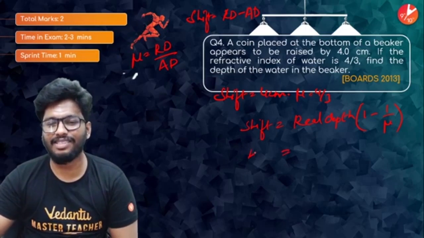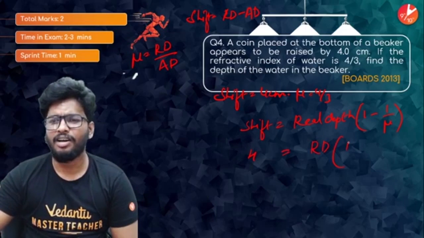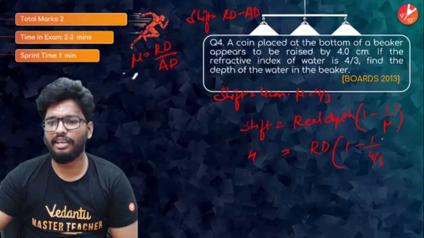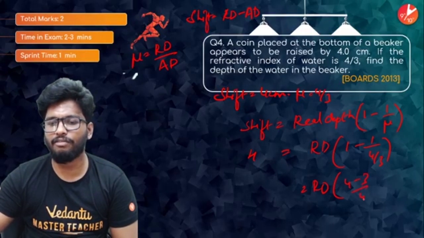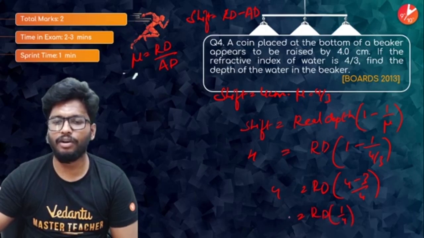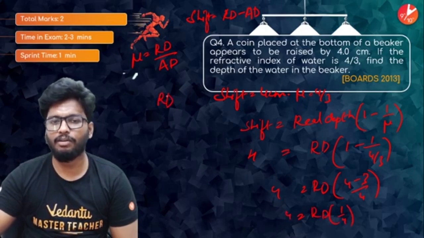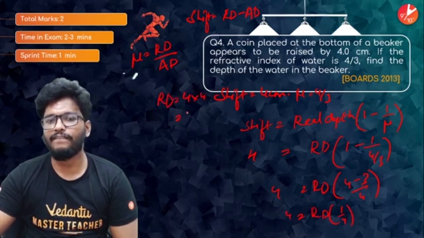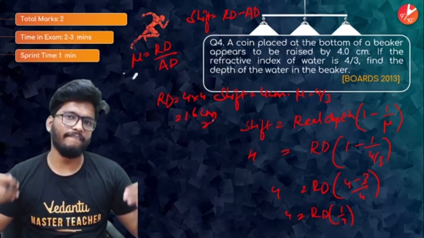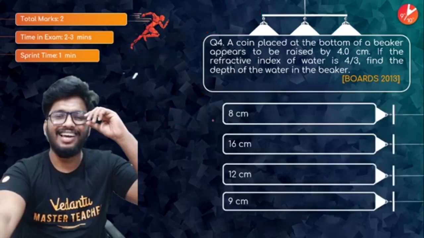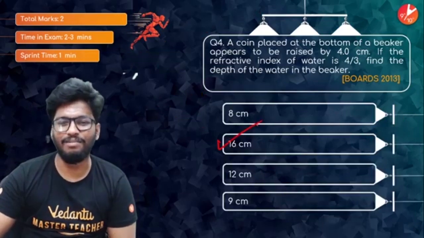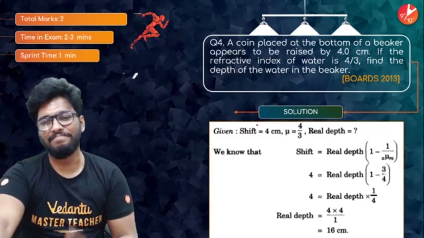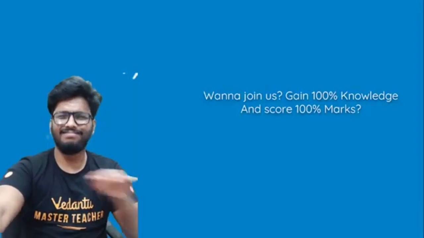So shift is given as 4. We do not know the real depth, so I'll take it as RD over here. So 4 is equal to RD into 1 minus 3 by 4, which is nothing but real depth into 1 by 4. So real depth is equal to 4 into 4, which is nothing but 16 centimeter. Voila, that's all guys. Direct formula, direct substitution, and get the answer. The answer is 16 centimeter. It's as simple as that.